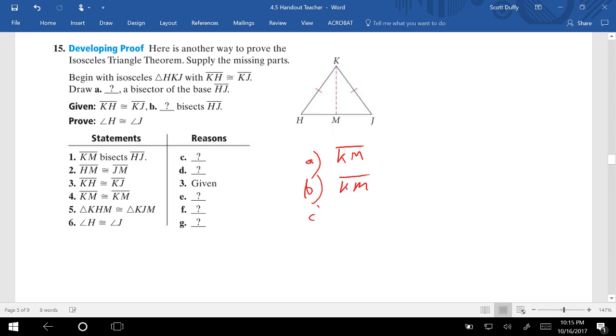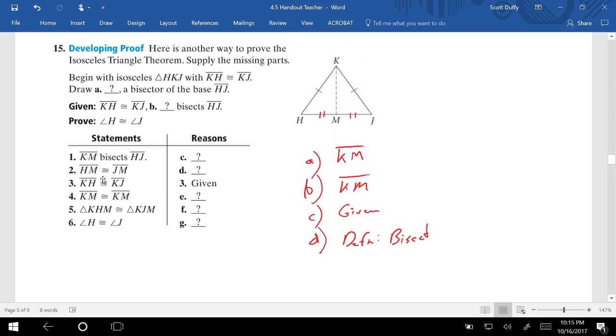So, C, KM bisects HJ. Well, that's given. That's part B right there. That's right here, given. HM equals JM. We can draw those in. We know that because that is what bisecting means. So that would be the definition of bisect. If KM bisects HJ, it cuts it into two equal parts.